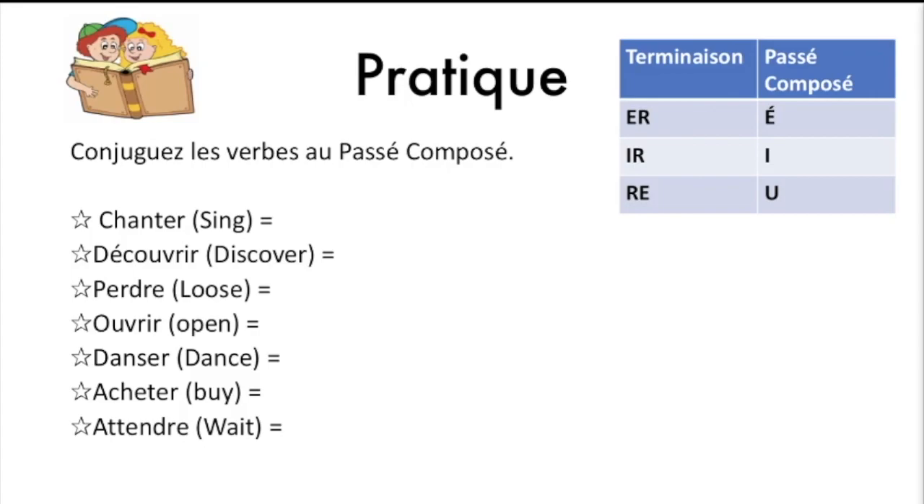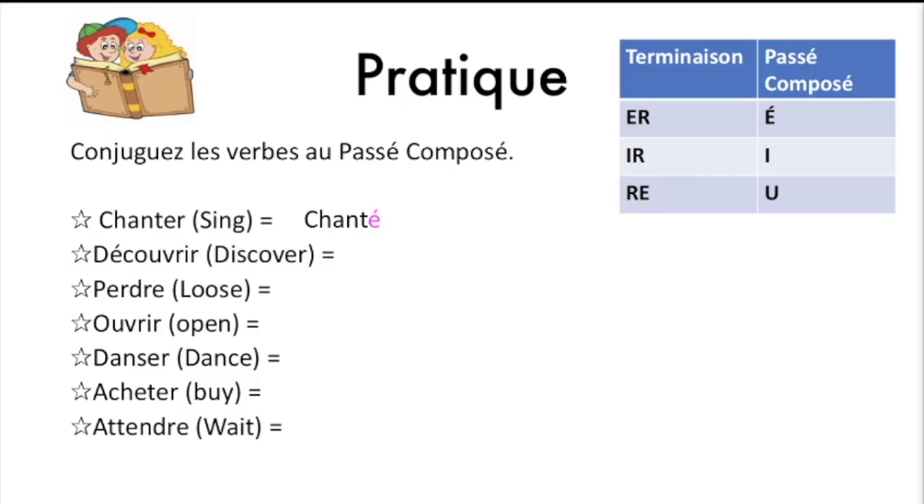Now, you'll notice it ends with an ER, so we're going to follow our rule, and we're going to change chanter with an ER to an E accent aigu. So we have chanter. Now, like I said, it doesn't matter if it's je, tu, il, elle, nous, vous, ils, or elles. It's all going to be the same conjugated verb. The only thing that's going to change is the beginning. J'ai chanté, tu as chanté, il a chanté, elle a chanté, and so forth and so on.